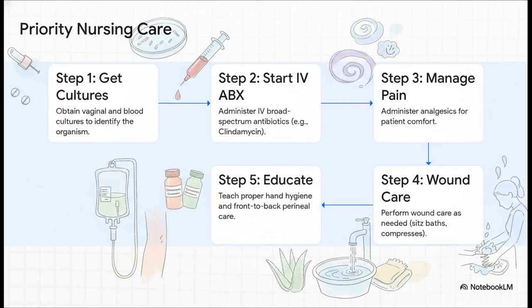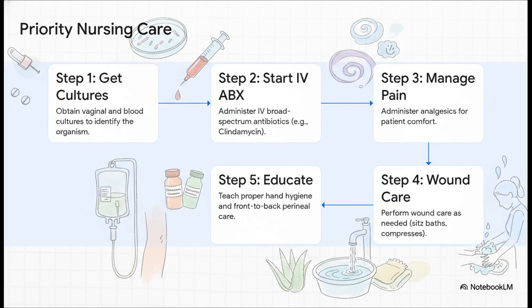Okay, this is so important for your exams and for real life. When you suspect an infection, the order you do things in matters a lot. Notice, step 1, get cultures. You have to do this before starting antibiotics. Why? Because those antibiotics can totally mess with the culture results. We need to know exactly what bug we're fighting to pick the right weapon. Once those cultures are off to the lab, then we can start the broad-spectrum antibiotics, manage pain, and hammer home that crucial hygiene teaching.